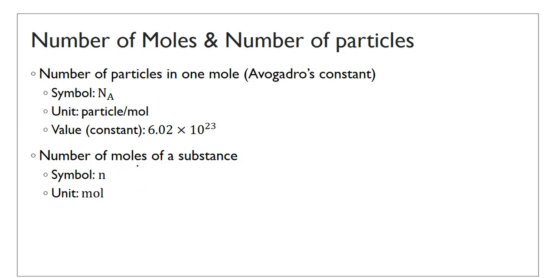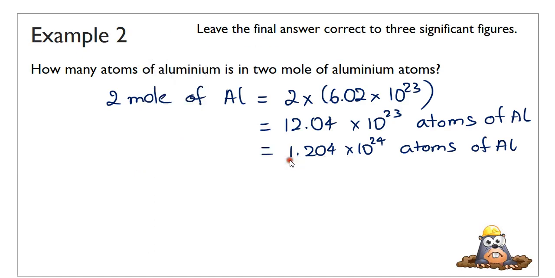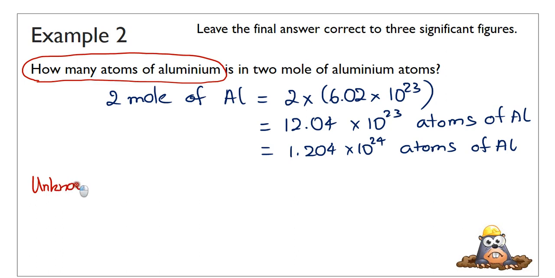So what I'm going to do is go back to the question that I just did, and use the symbols that I just defined. So how many atoms of aluminium? This is the question. What the question is asking for is the number of particles, in this particular case, the number of atoms. So the unknown, the number of atoms, can be rewritten using symbols as capital N. So number of particles is capital N. And I'm going to be a little bit more specific and say that I'm trying to find the number of aluminium atoms. So this is the unknown.